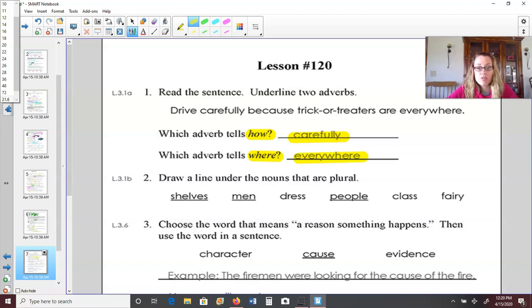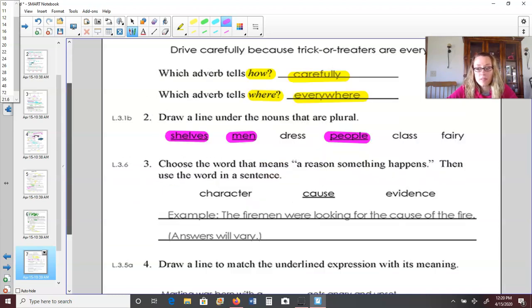Okay, number 2, draw a line under the nouns that are plural. Remember, plural means more than one of something. Shelves is more than one shelf. Men is more than one man. Dress is only one. People would be plural because it's more than one person. Class is only one, and fairy would only be one as well.